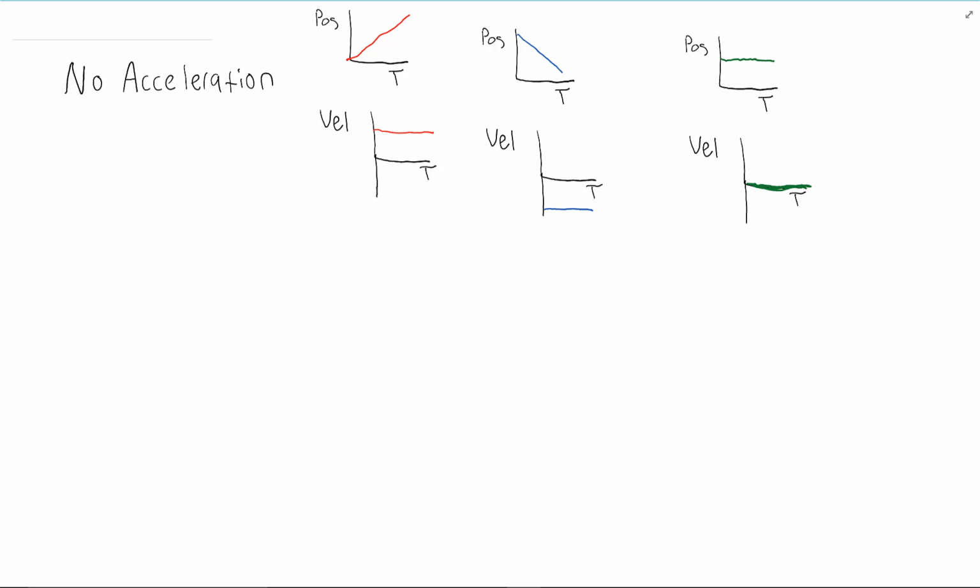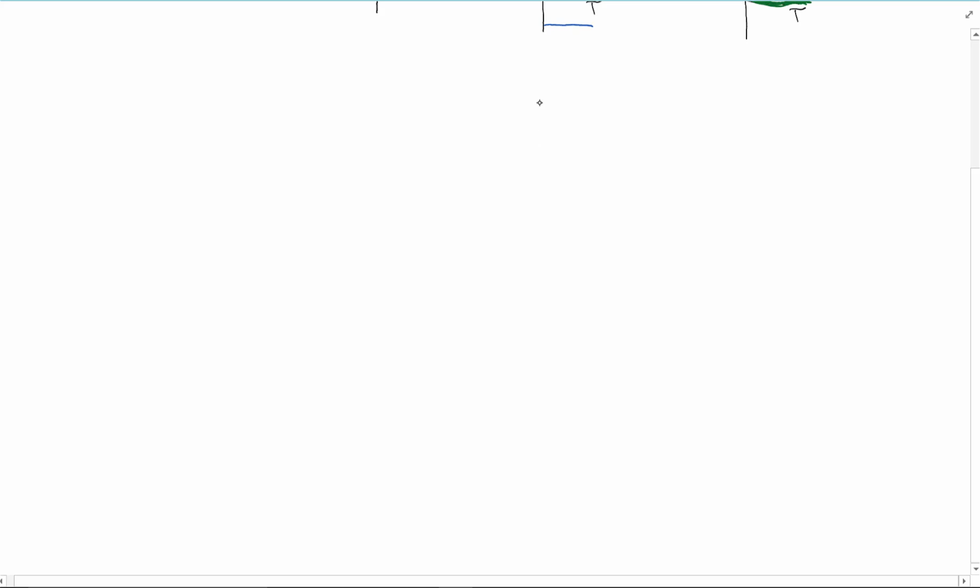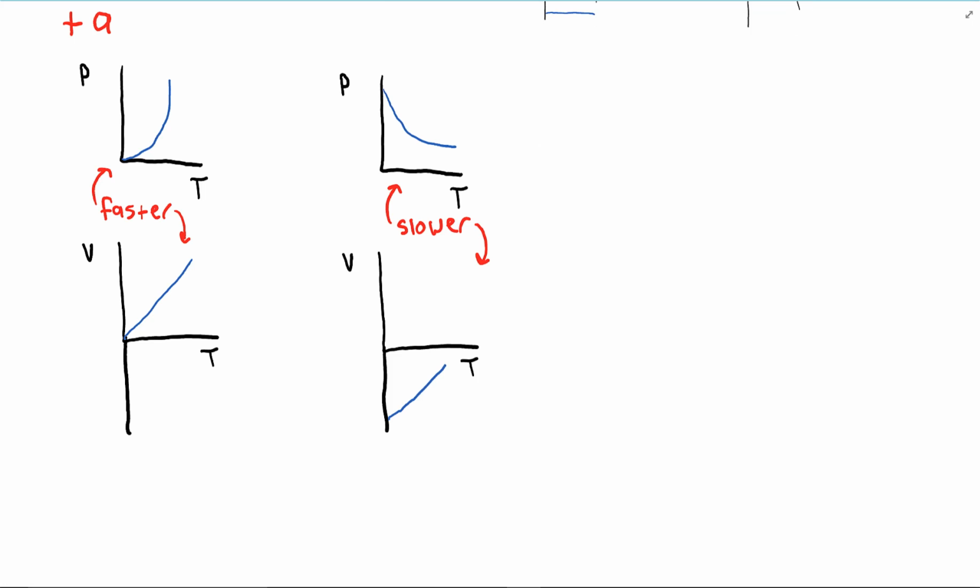But if you have acceleration, it's either going to be positive or negative. Positive acceleration is a positive slope on the velocity versus time graph, so this is what positive acceleration might look like. All of these four are positive acceleration because they both have positive velocity time slopes. But this one, these two right here, they're getting faster, and these two are getting slower.